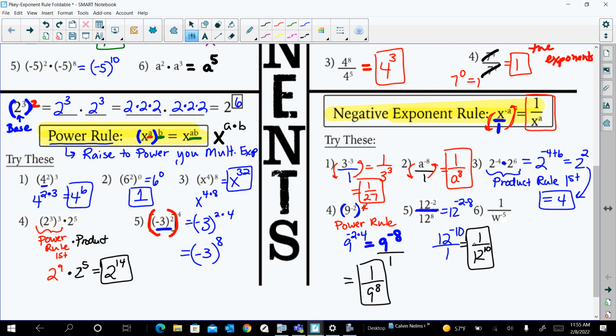All right, now, do you see on the last one here, I don't know if you can see this, but this is a negative 5 down here. It's already over 1, it's already in a fraction form. We can't keep negatives, but to make it a positive, we flip it still, okay? So when I flip that, this becomes w to the 5th over 1, which is just w to the 5th power.